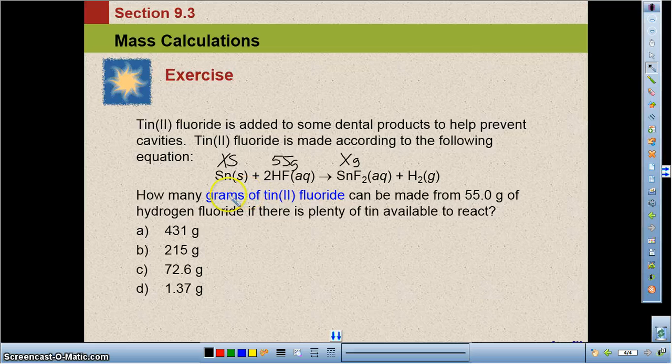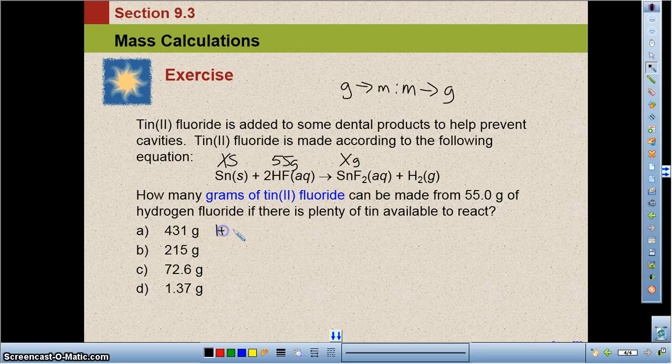So again, we're going to look at our problem, and we notice that we have grams, and we want to go to grams. So we're going to do grams to moles. We're going to do a mole-to-mole ratio, and then we're going to change that answer back to grams again. So 55 grams of hydrofluoric acid.